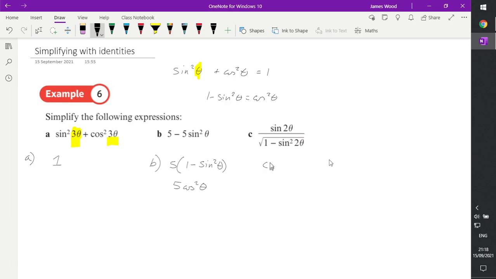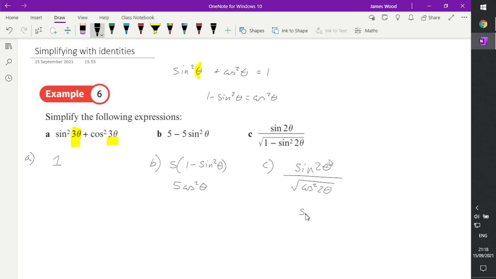This one here, C. So sine 2 theta over the square root of 1 minus sine squared 2 theta. Well, we've just used 1 minus sine squared theta equals cos squared theta. The bottom, we can also use this to help. Instead of theta, it will just be 2 theta. So it's going to be over the square root of cos squared, sorry, cos squared 2 theta. It doesn't matter the fact that it's 2 theta or theta, it's just some angle. It just happens to be written as 2 theta.